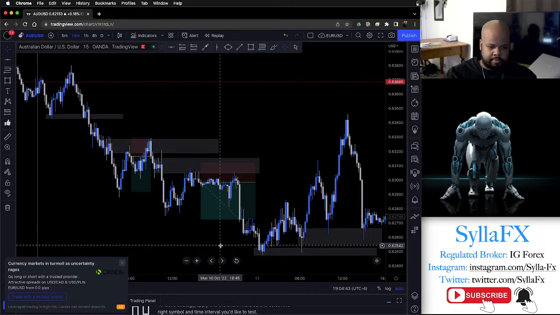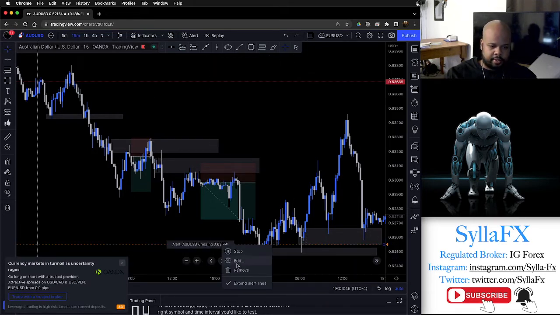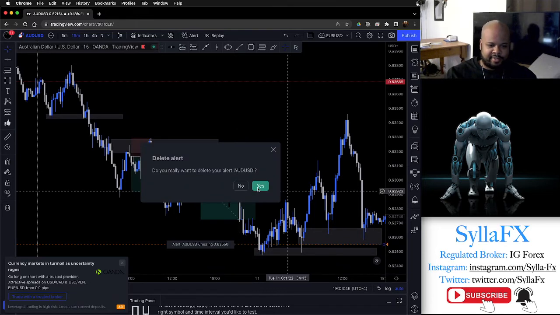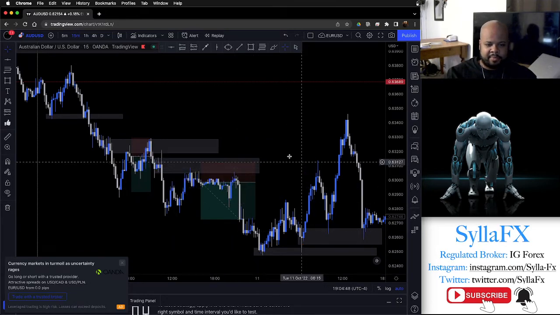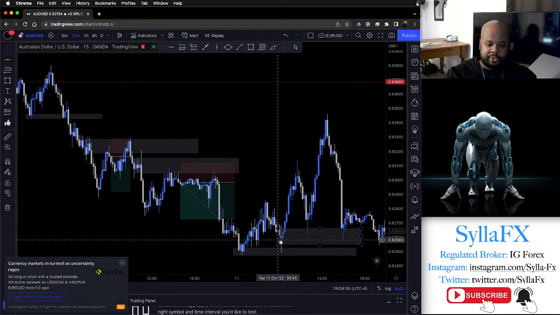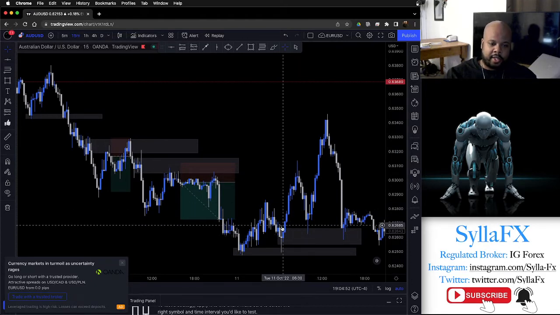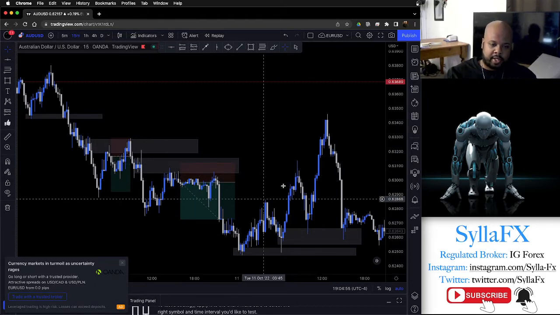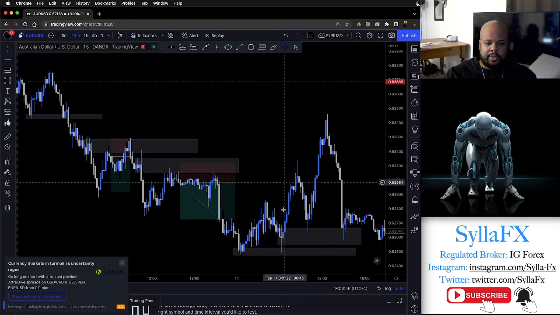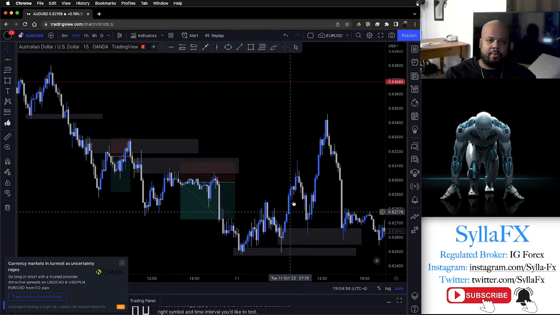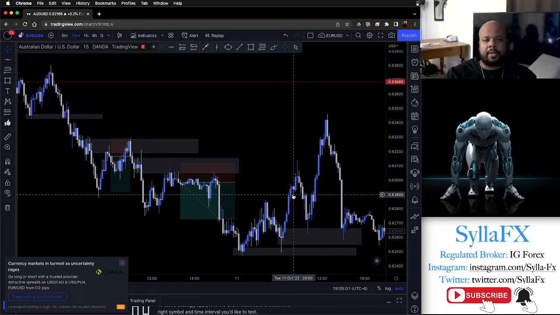I think I accidentally added an alert. Let's go ahead and remove that. There we go. Alright, so rejection here. A lot of buyers come in and push the price above and break this high, create a new high, right? So I have my demand zone set up here. What I'm waiting for is for price to come back down into that zone and look for a rejection. And as long as I get that rejection, I'm going for a buy.